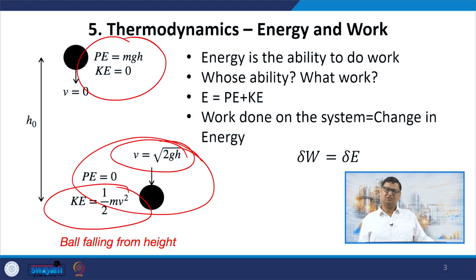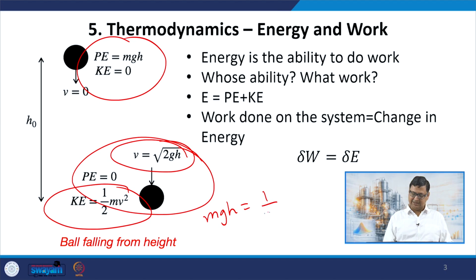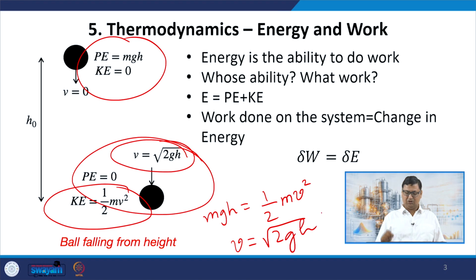So therefore, we'll pretty much get the same equation if I just assume that the change in the potential energy, that is mgh, is equal to the change in the kinetic energy, that is half mv square. Of course, one is a positive change, the other is a negative change, but if I do that, I am going to get v is equal to under root 2gh.